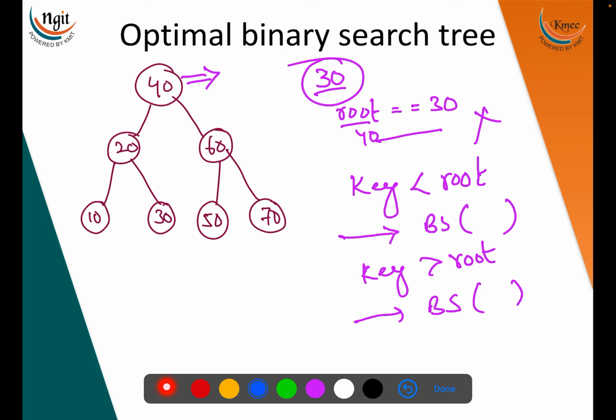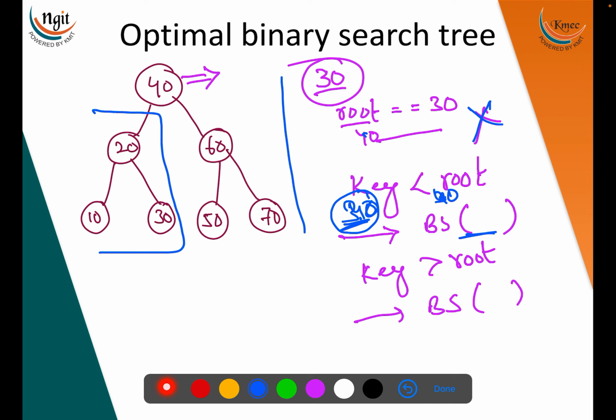So 30 is my key element that I want to search. Root double equal to 30, the element does not match. So obviously the condition fails and we come down to the other condition to check. Key less than root. Now 40 and 30, 30 is lesser than 40. So the element may be on the left hand side. Now we'll start searching the left hand side.